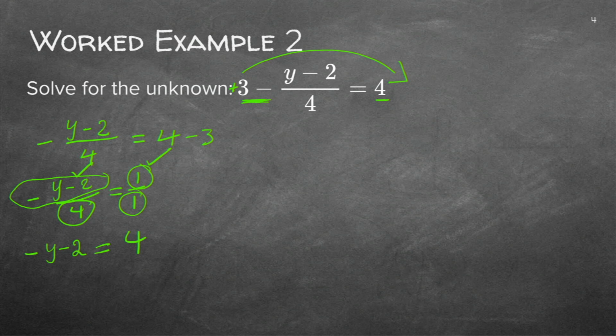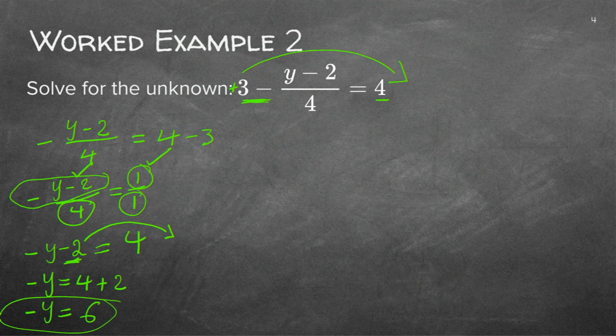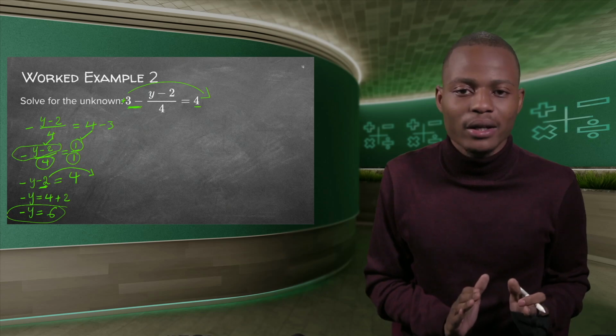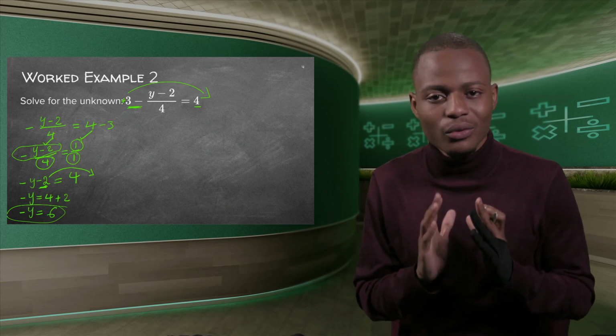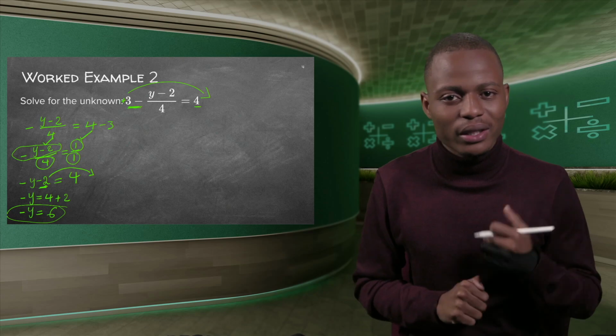And you group like terms now, so the 2 needs to go to the other side. This is going to be negative y equals 4 plus 2. The reason why it's 4 plus 2 is that it was negative, so when it jumps, it becomes positive. So negative y equals 6, because 4 plus 2 is 6. However, guys, this is not your final answer because you're looking for y, not negative y. What do we do? Another important rule is coming up now.